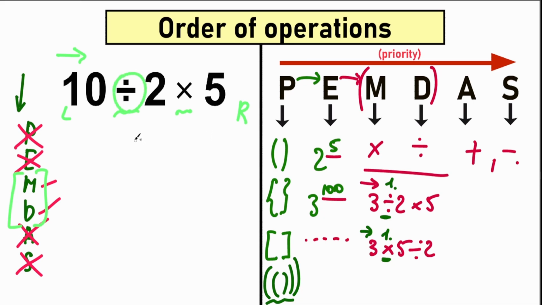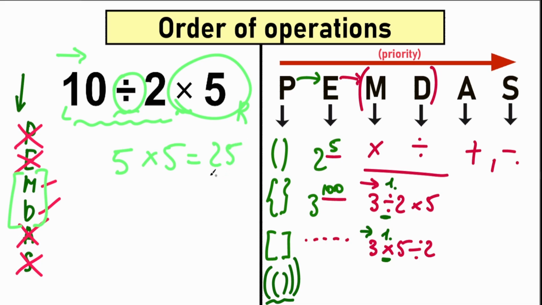So the first thing, we need to divide 10 divided by 2. So we have 10 divided by 2. This is our first step. We have right here 5. And the very basic thing, because we still have this multiplication, right here we have 5 times 5 equal to 25. So according to PEMDAS, the correct answer is 25.